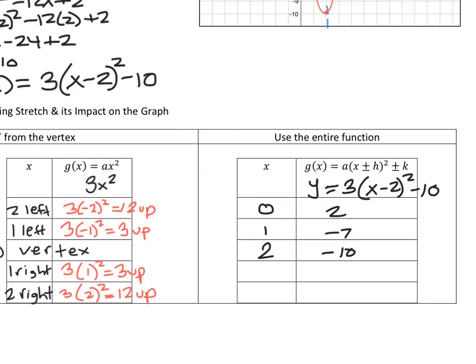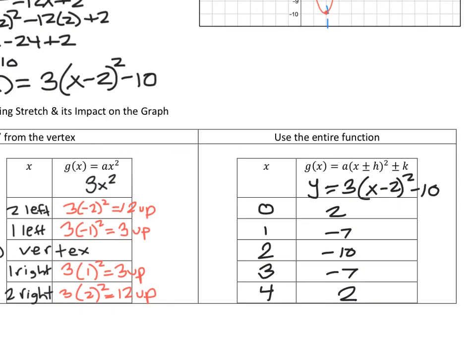Likewise, I can go 1 to the right of the vertex and 2 to the right of the vertex. So if I substitute in 3 here, 3 minus 2 is 1. 1 squared is 1. 1 times 3 is 3. And 3 minus 10 is -7. And I could substitute in 4 here. 4 minus 2 is 2. 2 squared is 4. 4 times 3 is 12. And 12 minus 10 is 2. So you can also just get a table of ordered pairs for yourself to graph.